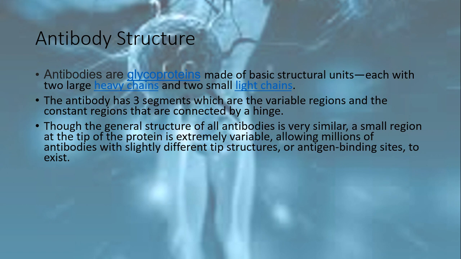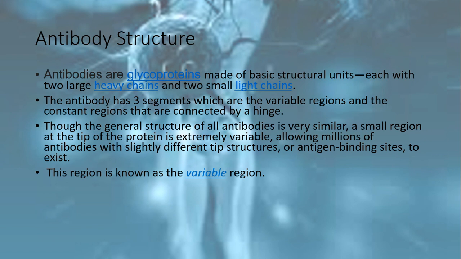Although the general structure of all antibodies appears to be similar, the small region on the tip of the Y structure is known as the variable region, and it is what forms the differences between one antibody and the other. These slightly different tip structures, the variable regions, can bind to the epitopes of the antigen, and this is what makes the difference between one antibody and the other.